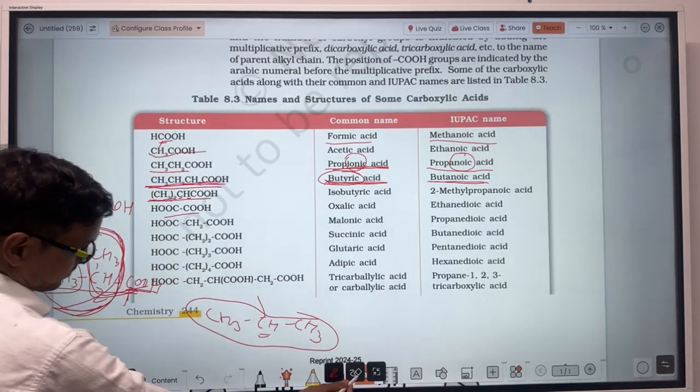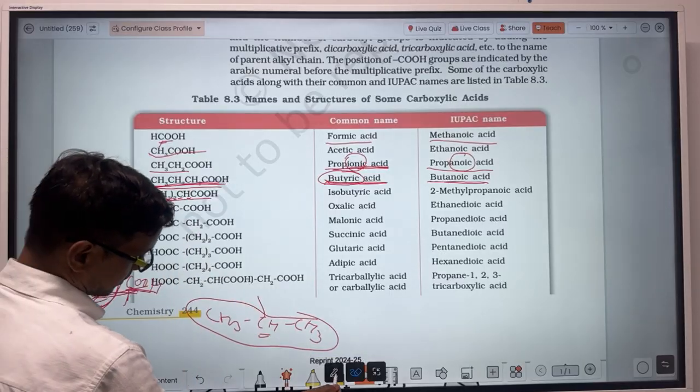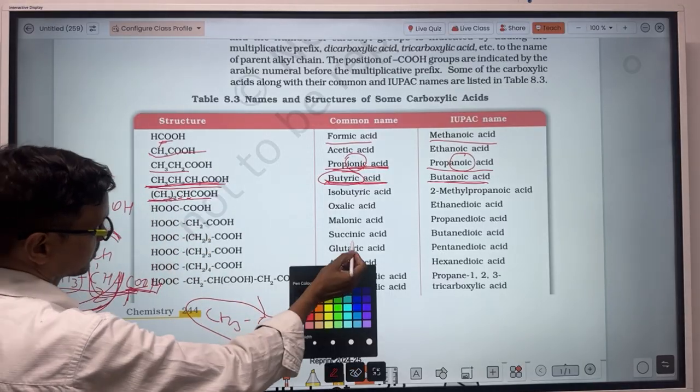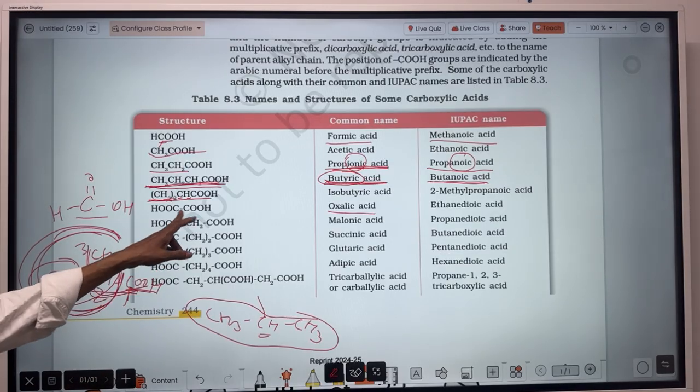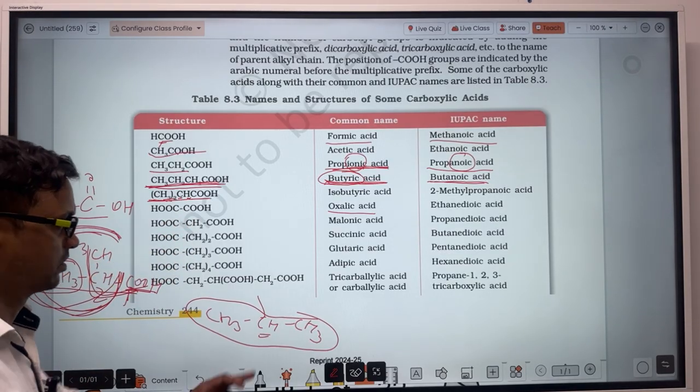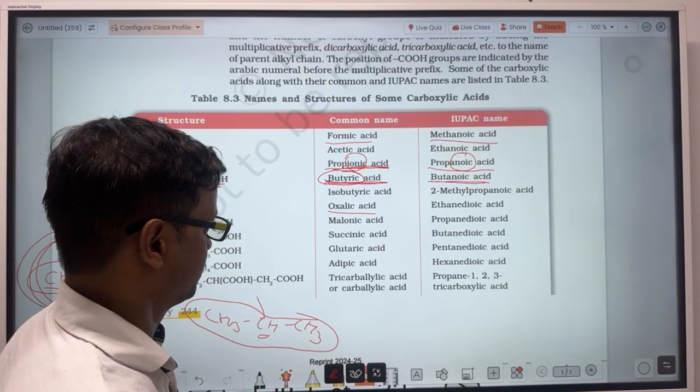Now, how to write the IUPAC name of this compound. The common name is oxalic acid, that you have to keep in mind. That means 2 COOH groups bonded together through a single covalent bond will be called oxalic acid.